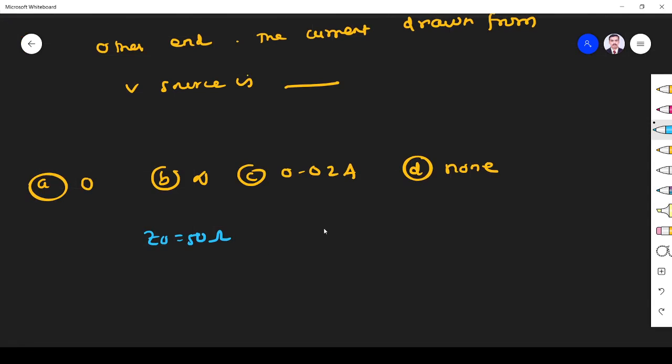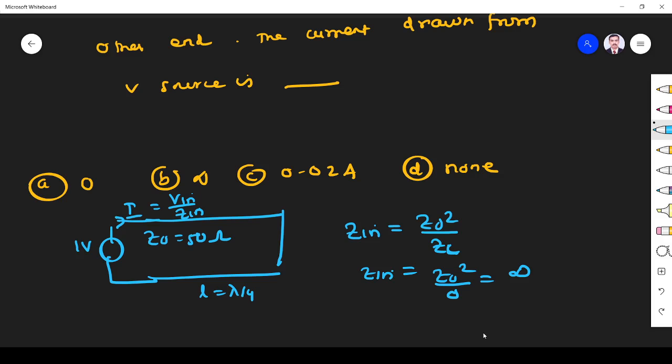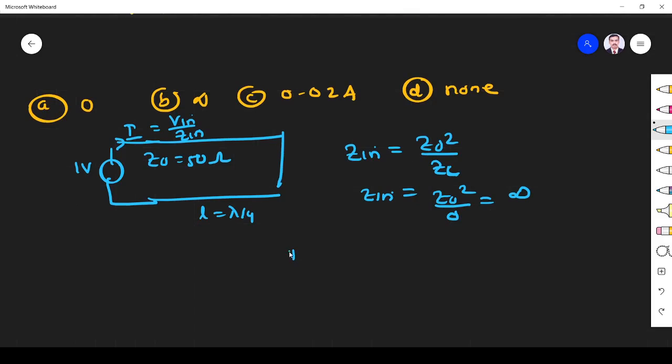What they have given is a line with 50 ohm characteristic impedance, length lambda by 4, one end short circuited and a voltage source of 1 volt at the other end. What is the I value they are asking? Lambda by 4 length means it is a quarter wave transformer. I is equal to Vin by Zin, so I want Zin. Zin is equal to Z0 squared by ZL. The load is shorted, so Z0 squared by 0, so Zin is infinity. Zin infinity means I is equal to Vin by Zin, 1 by infinity, which is 0. So the answer is option A.